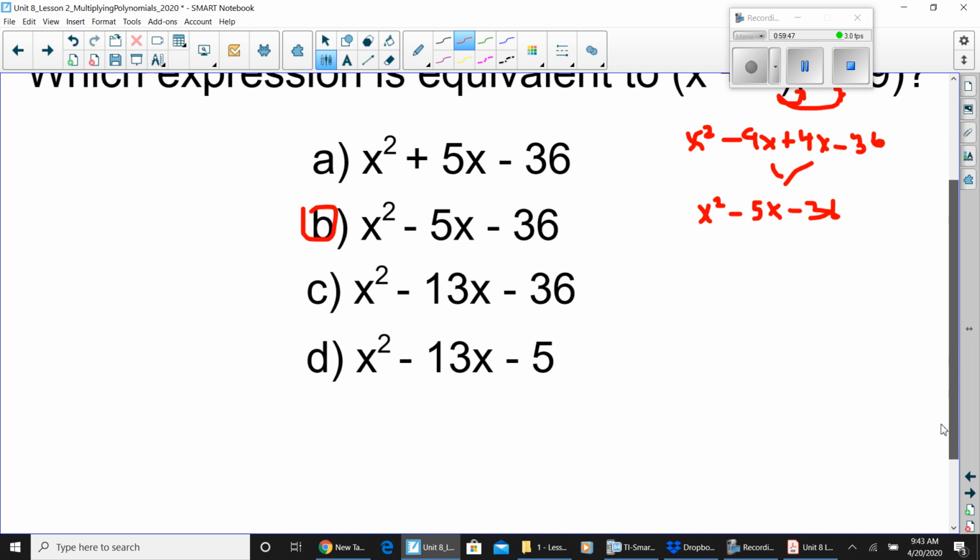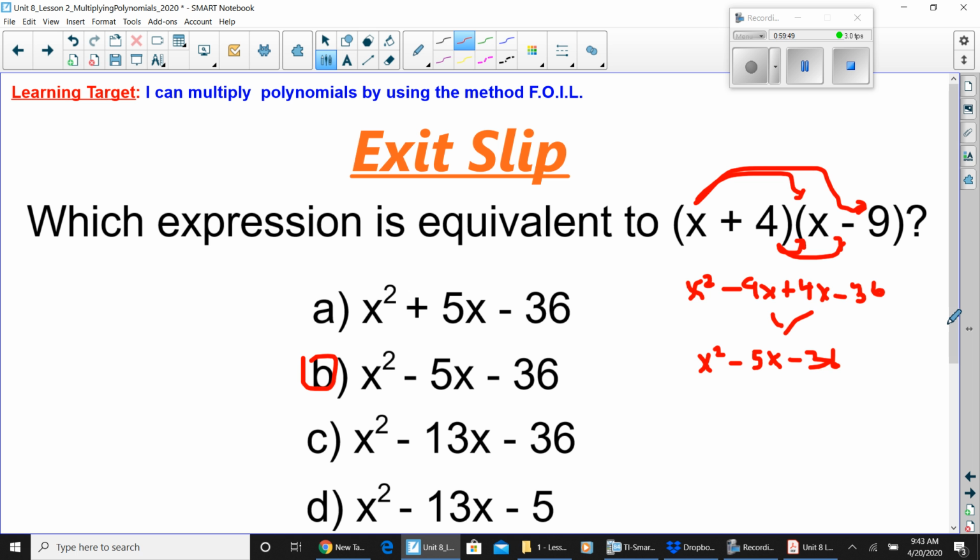That was a tremendously long lesson. Hopefully you got something out of it. Just follow along, try to use a method that you feel comfortable with. All right, and that's about it. That was Unit 8, Lesson 2, multiplying polynomials.